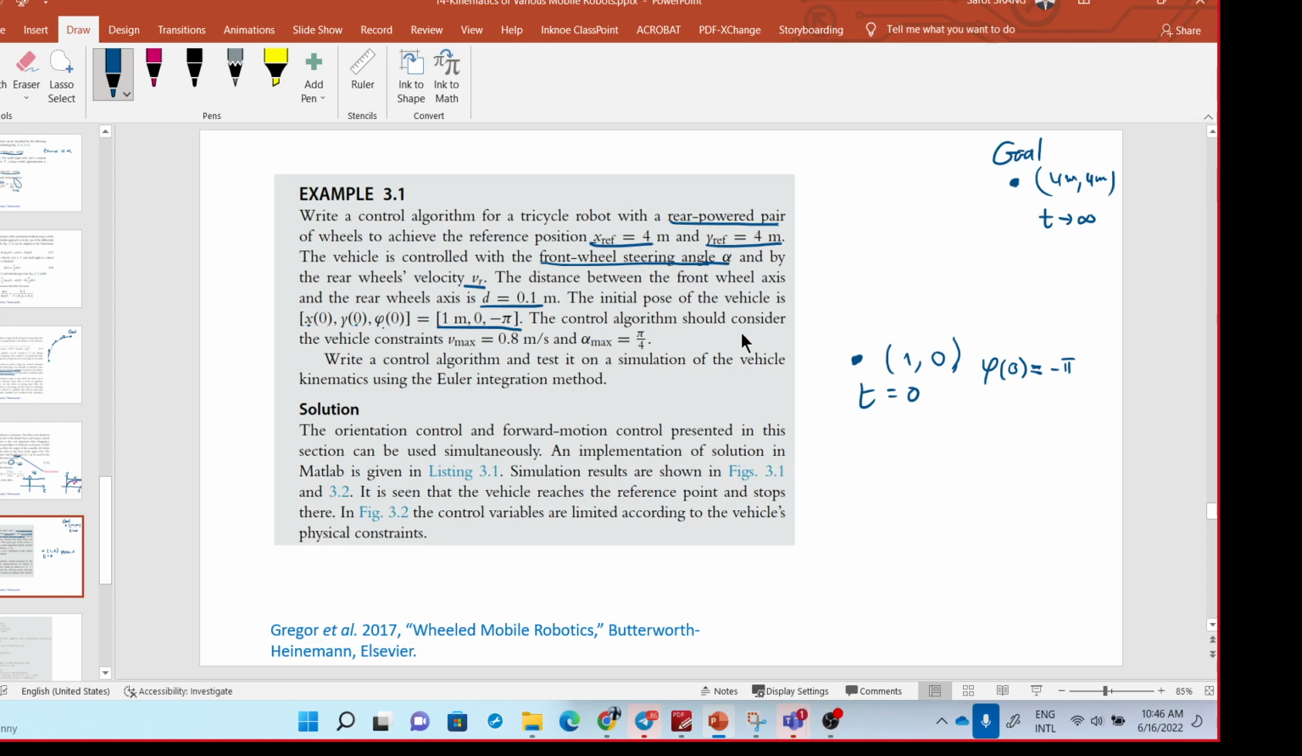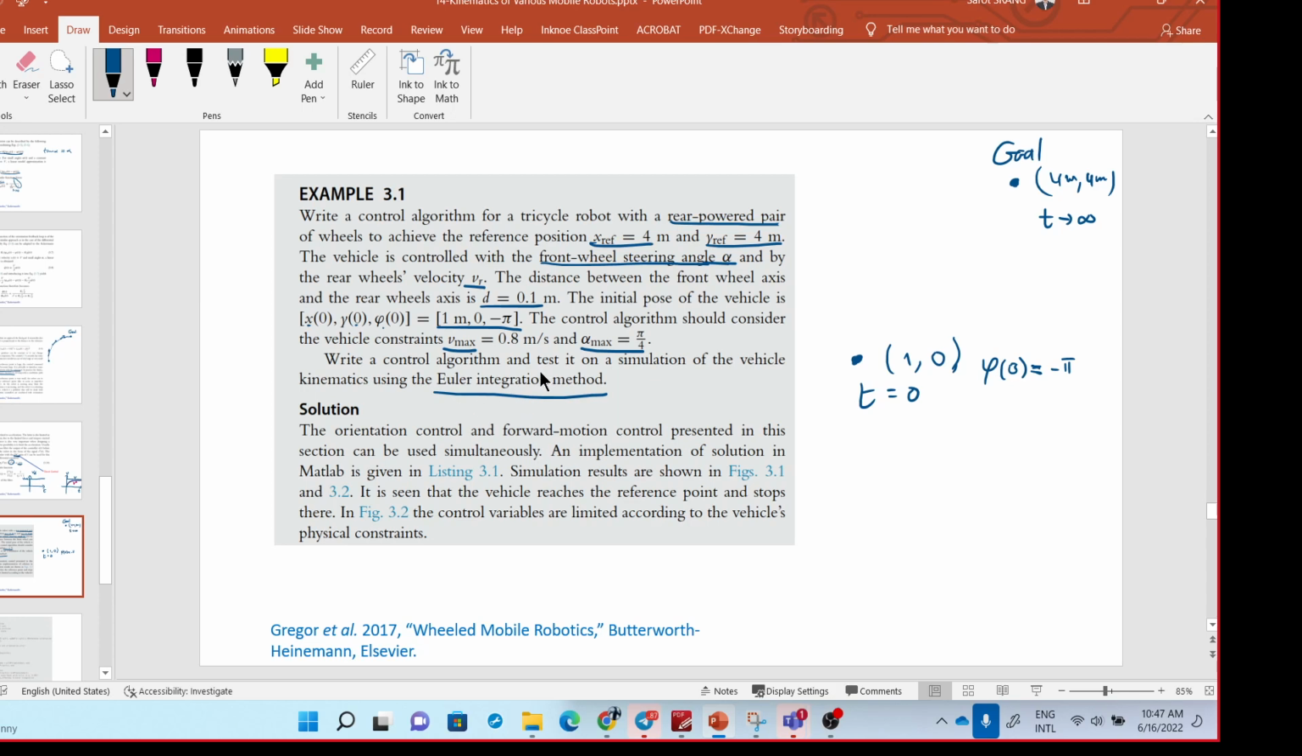The control algorithm should consider the vehicle constraints: V max is only 0.8 meter per second and alpha max is 45 degree. Yeah, the steering angle is 45 degree. Then the example asks us to write a control algorithm and test it on a simulation of the vehicle kinematics using the Euler integration method. So it's okay.